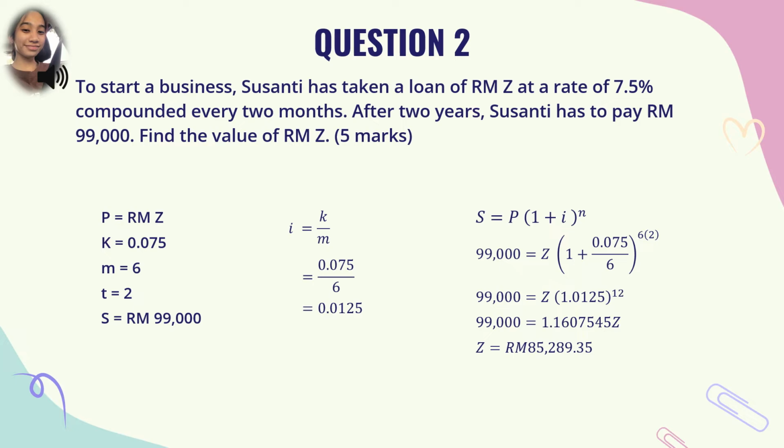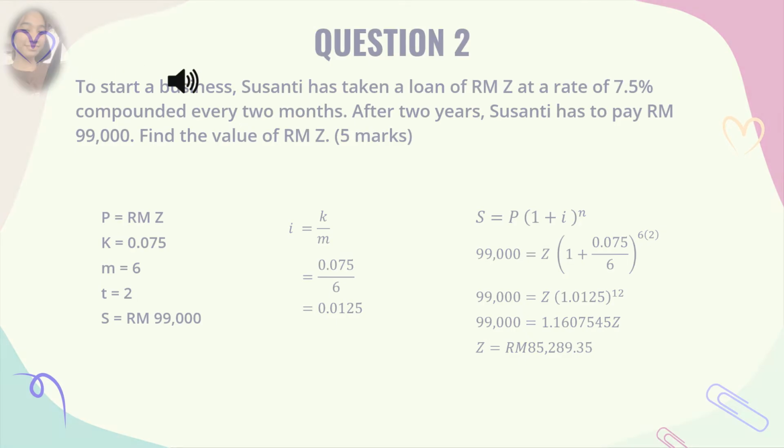Then we move the number, which we left the Z alone, which is 99,000 divided by 1.1607545. Then we got the answer.